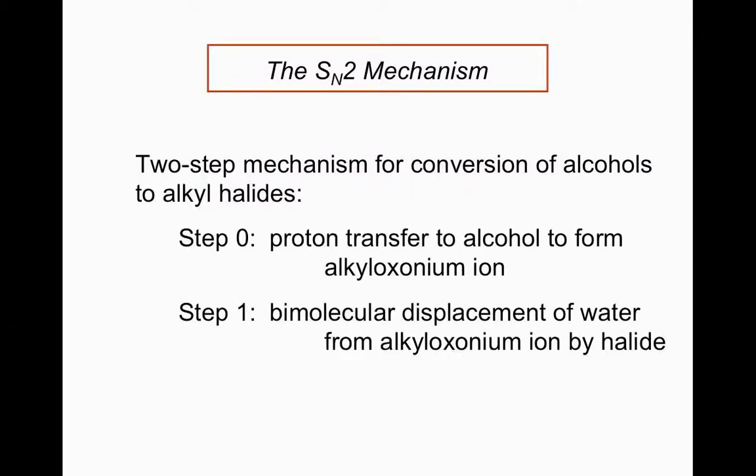The SN2 mechanism is a two-step mechanism that involves the conversion of alcohols to alkyl halides without the formation of a carbocation intermediate. Step 0 of the mechanism is the same step 0 from the SN1 mechanism we just talked about. This includes the transfer of a proton from a hydronium ion to the alcohol to form the alkoxonium ion. Step 1, however, involves the bimolecular displacement of the water molecule formed in step 0 to be replaced by the halide anion without the formation of the carbocation intermediate. Let's take a look at how this works.